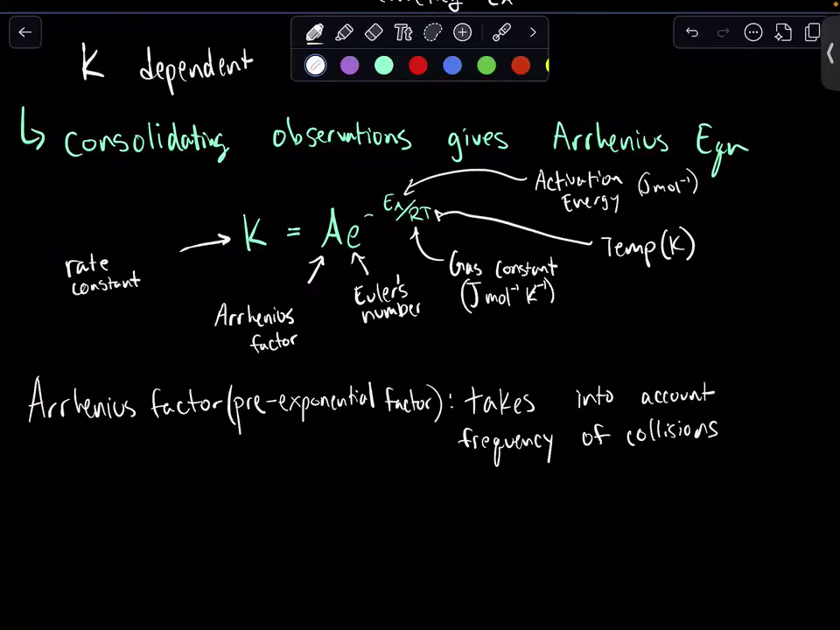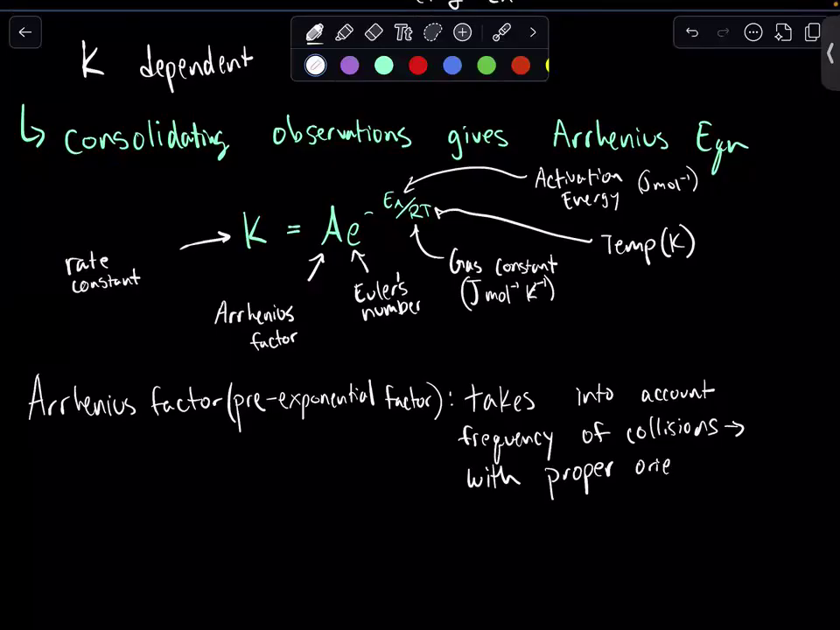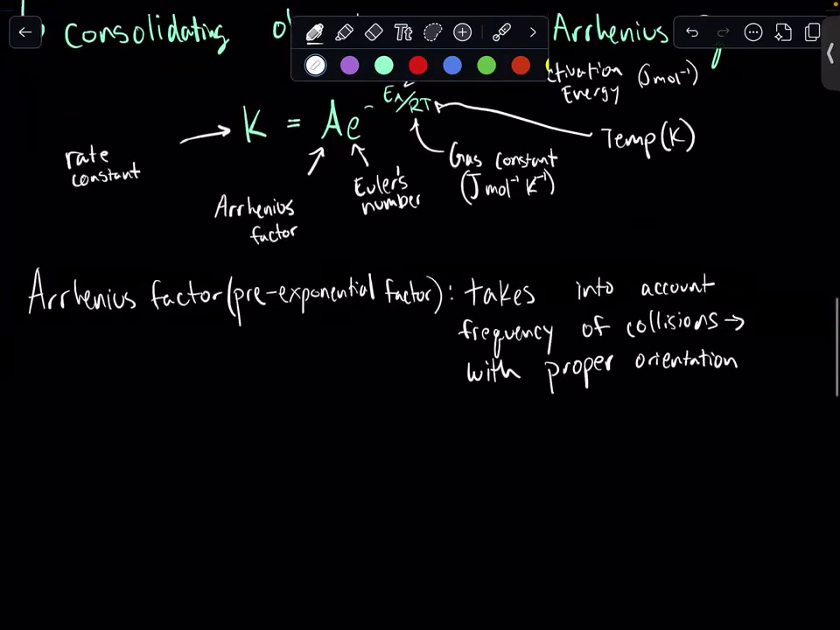So this is generally constant across all temperatures. And something specific about it is not just the frequency of collisions, it's the frequency of collisions with proper orientation. If we refer back to collision theory, we need the correct orientation. So this is one part of K. This is the part of K that considers how these molecules are interacting and how they are reacting with each other and whether or not they are in the proper orientation to do so. So that is what our Arrhenius factor specifically indicates.